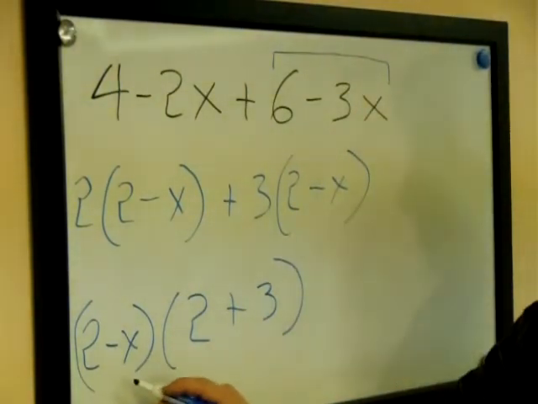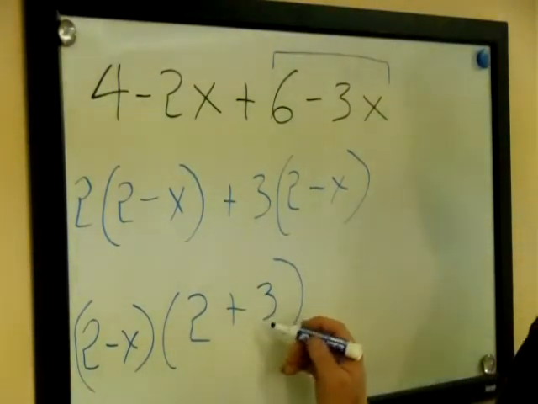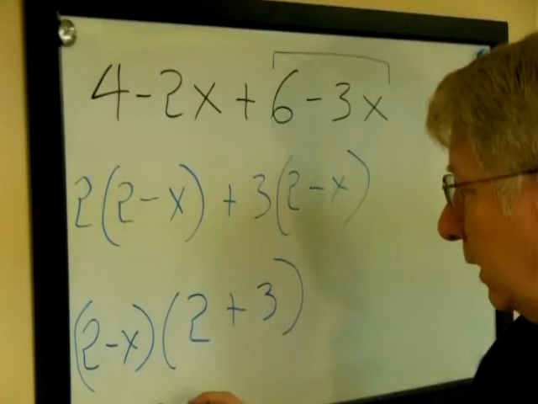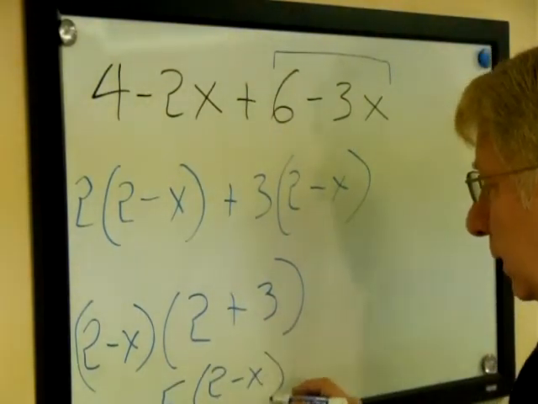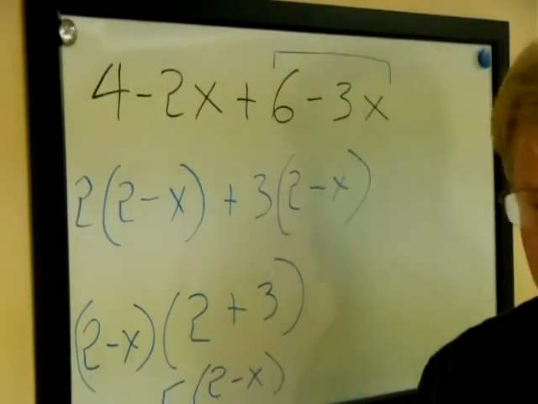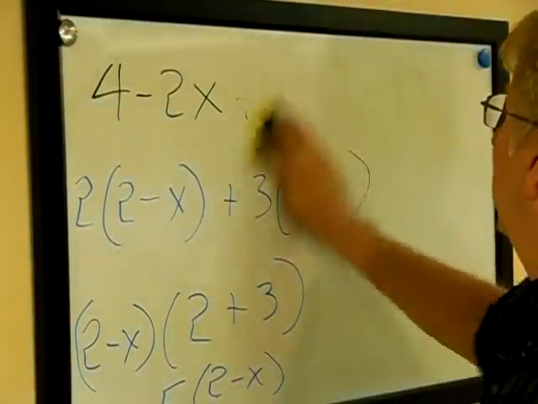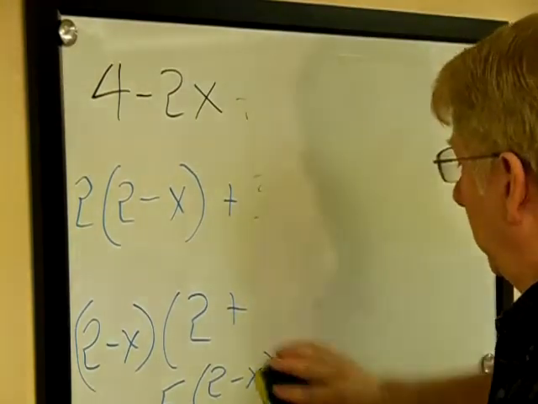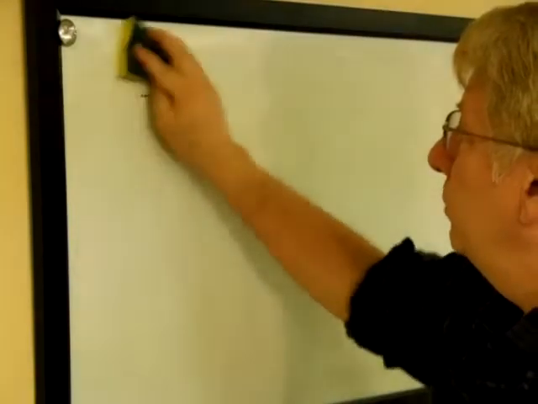Alright, so now if we look at our result where we separated out the 2 minus x, now I have this 2 plus 3. Well, 2 plus 3 is 5. So we end up with just 5 times 2 minus x. And we've resolved that using greatest common factors. Now let's try a second example. If you have some difficulties with that, you might want to pause the video or return to that.